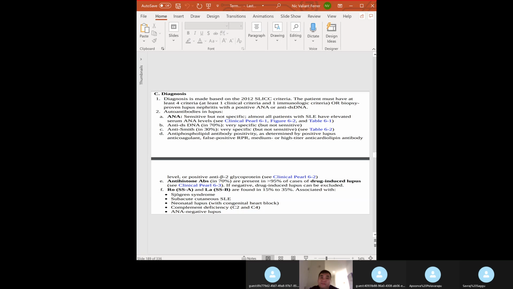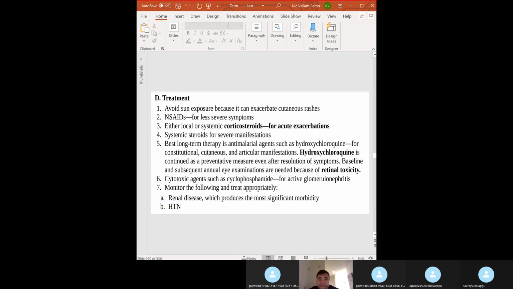So what can we see? A typical patient has malar rash, joint pain, and fatigue. With more advanced disease, you now have renal involvement, and the pulmonary, cardiovascular, and nervous systems affected. High yield: antihistone antibodies for drug-induced lupus, and anti-Ro and anti-La, or SSA and SSB, for Sjogren syndrome.